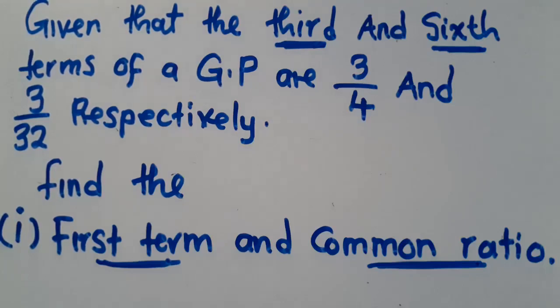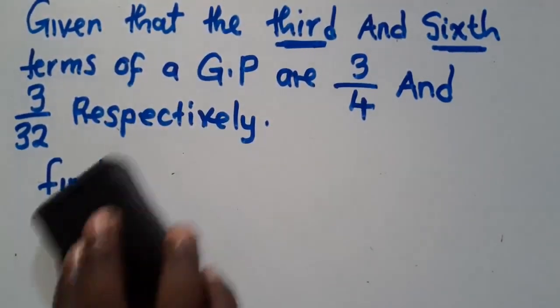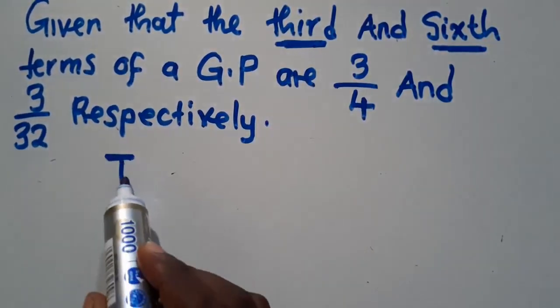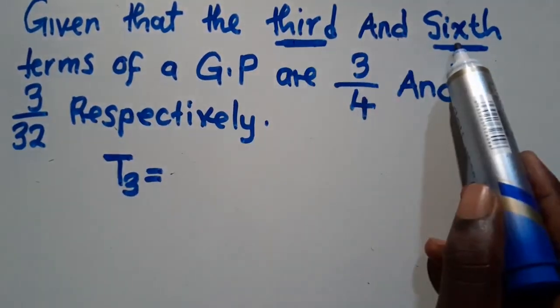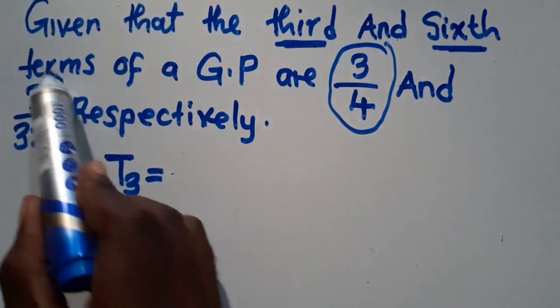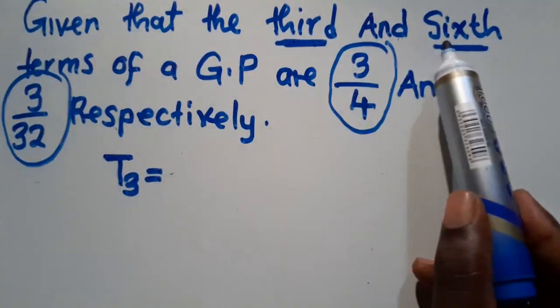How can you go about this particular question? What are you supposed to do? You want to find the first term and the common ratio. This is the first part of this particular question. You are given this data here. You are told that the third term and sixth term of a GP are 3/4 and 3/32. So this is the third term and sixth term.